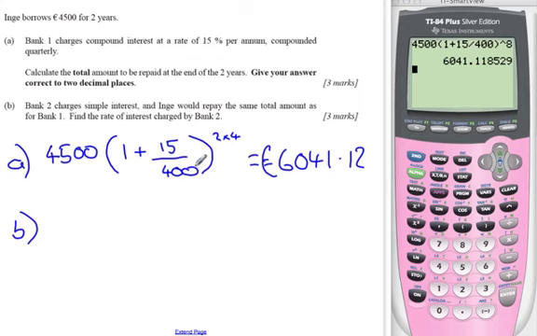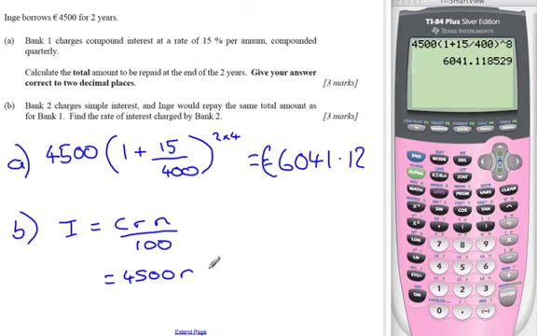Bank 2 charges simple interest, and Inga would repay the same total as for Bank 1. Find the rate of interest charged by Bank 2. So our simple interest formula is interest equals PRN over 100. In this case, this is how much we want to borrow still. We don't know what R is. Okay, that's what we're working out.